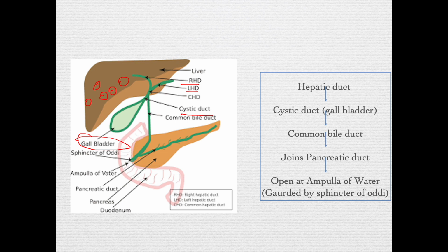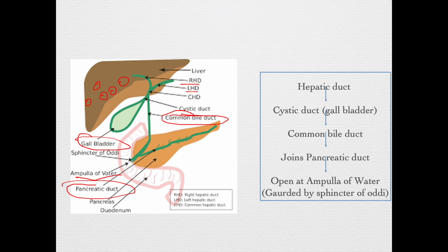Along with the hepatic duct, the cystic duct forms another duct called the common bile duct. This common bile duct joins the secretions of the pancreas at the pancreatic duct, and they together open into the duodenum at the ampulla of Vater, which is something that I mentioned a couple of slides ago.